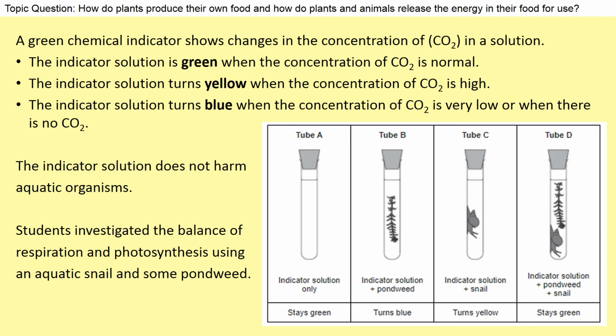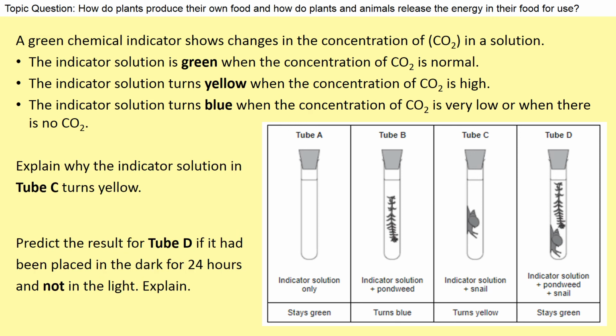So in one of them we've got some pondweed, in another one we've got a water snail, and in the final tube we've got pondweed and a water snail. What we're being asked to do is to explain why the indicator has gone yellow in tube C, and predict what would happen to tube D if we'd have had it in the dark instead of in the light. And you would need to be able to explain why that was happening. So I'll just give you a couple of minutes to see if you can jot down some answers to those questions.